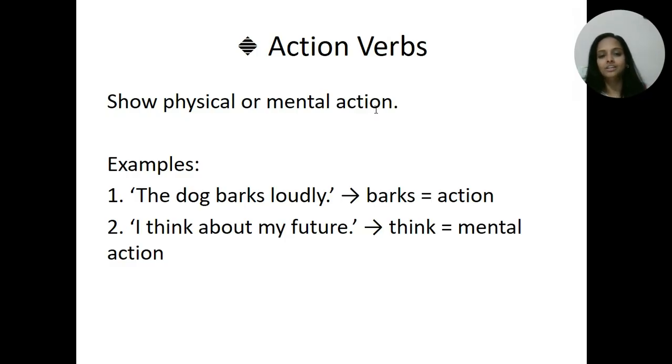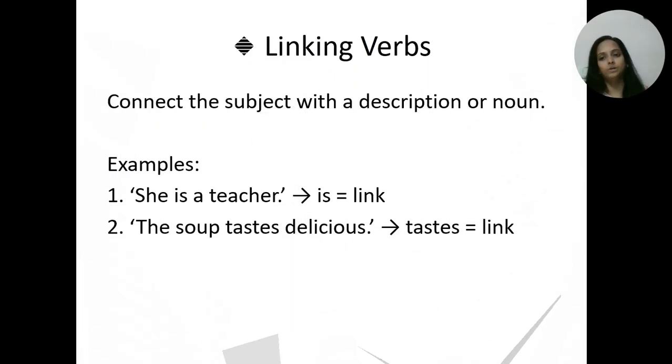Okay? Here are some examples. The dog barks loudly. Here, barks is the action. I think about my future. Here, think is also an action, but it's happening inside your mind. Okay? And let's move on to the next verb type, which is linking verbs.